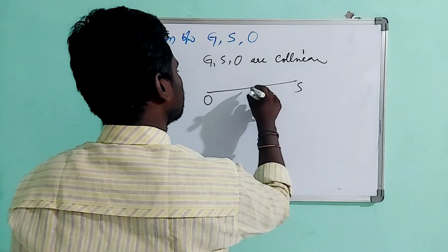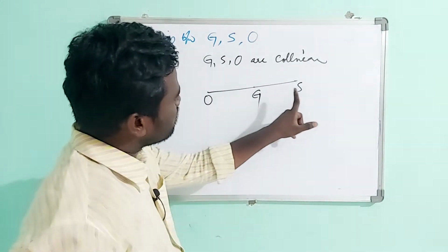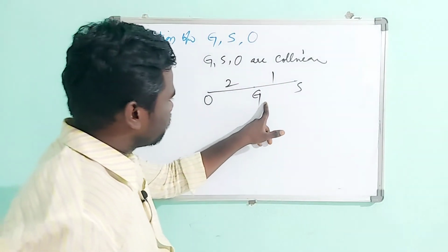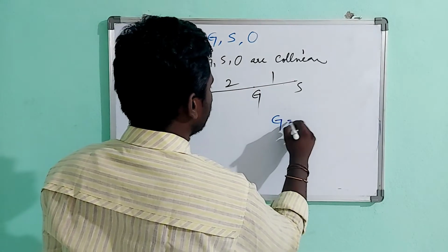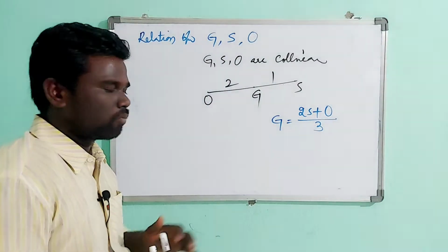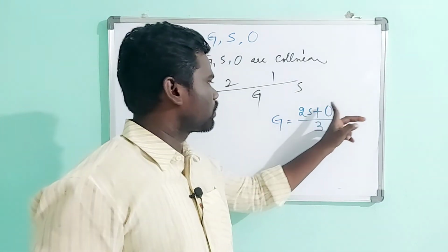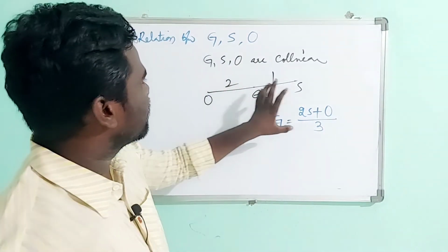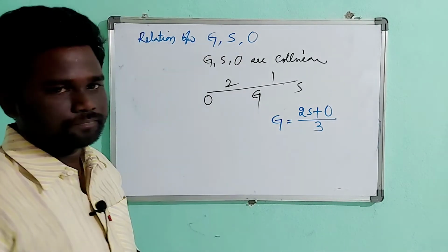And one more thing is, the centroid divides the orthocenter and circumcenter in the ratio 2:1. Which means G equals (2S plus O) upon (2 plus 1), that is, 3. By using this formula, if the centroid and orthocenter are given and you want to find the circumcenter, we can use this formula. So this is the relation among these three: centroid, circumcenter, orthocenter.